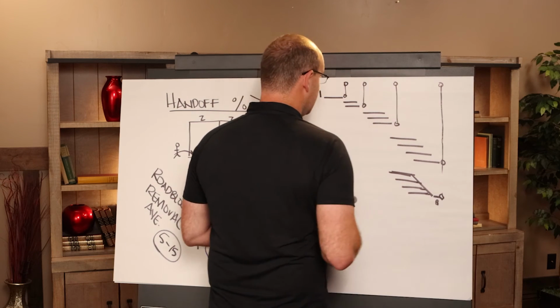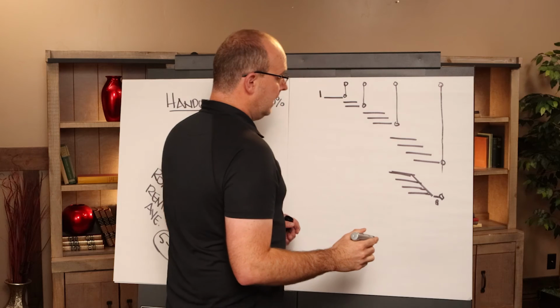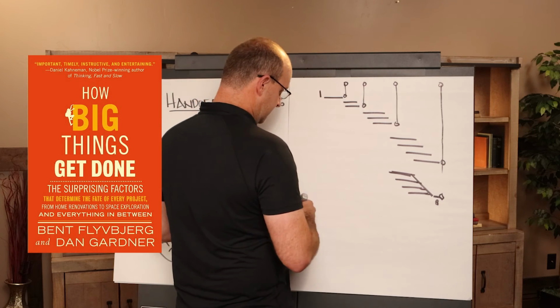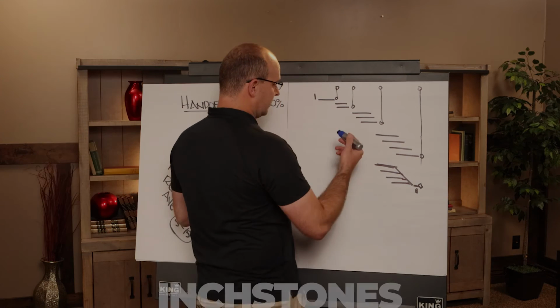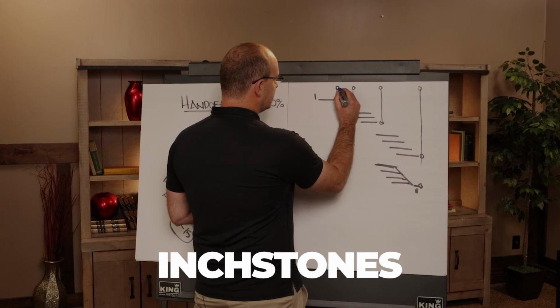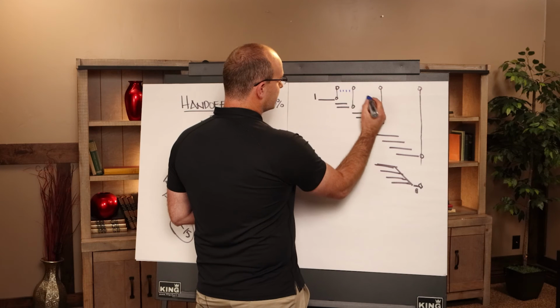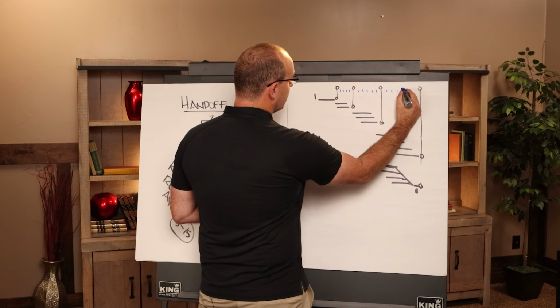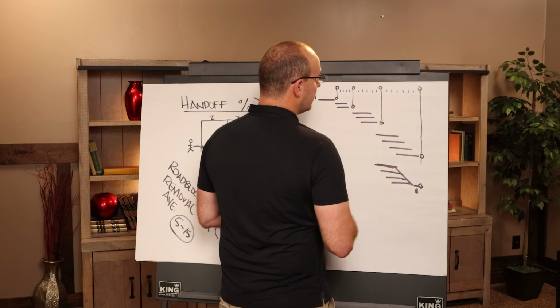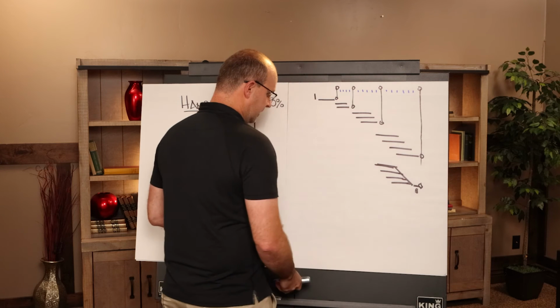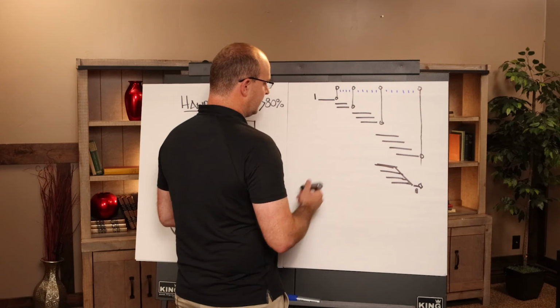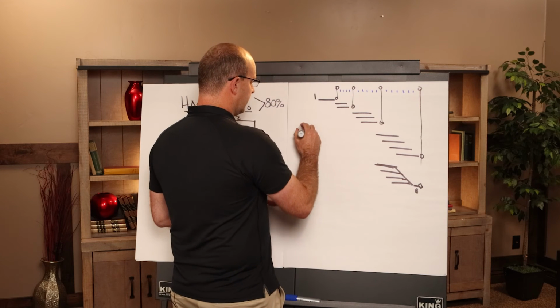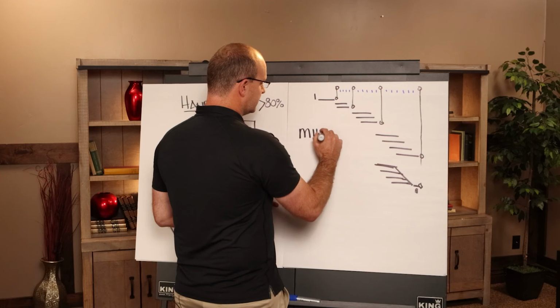And one of the things that I like to do, and it's talked about in the book, How Big Things Get Done, is also doing what's called inch stones. So inside this phase, do we have little markers along the way? So measuring your project by how well you are hitting your milestones in accordance with how well your inch stones are going is a really great way to track your progress on your project.